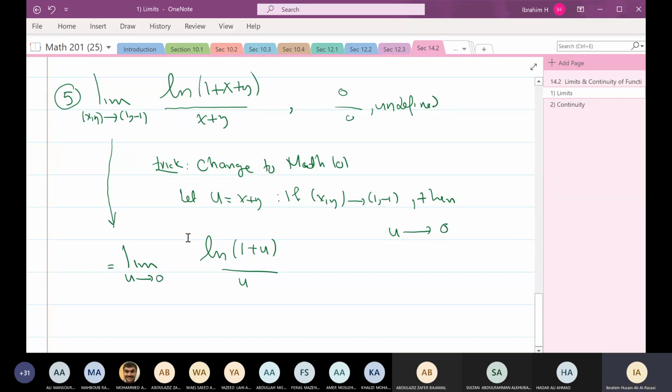Now find the limit here. When you substitute u equal to 0, what do you get? You get 0 over 0. Undefined. Well, how to find this now?